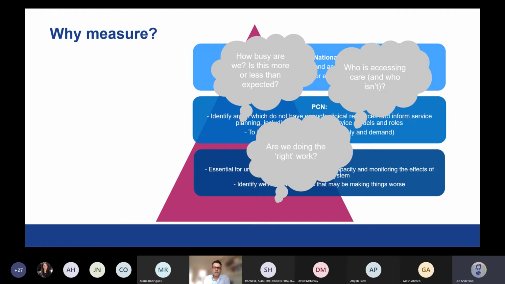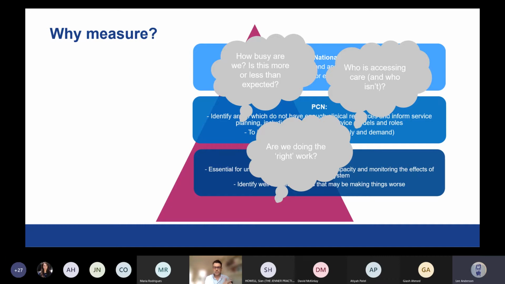One is to say we should, on an everyday level, be able to answer the question: how busy are we, and is this more or less busy than we expected to be on this particular day of the year, based on data from previous years. We need to know who's accessing care, and probably just as important, who isn't.